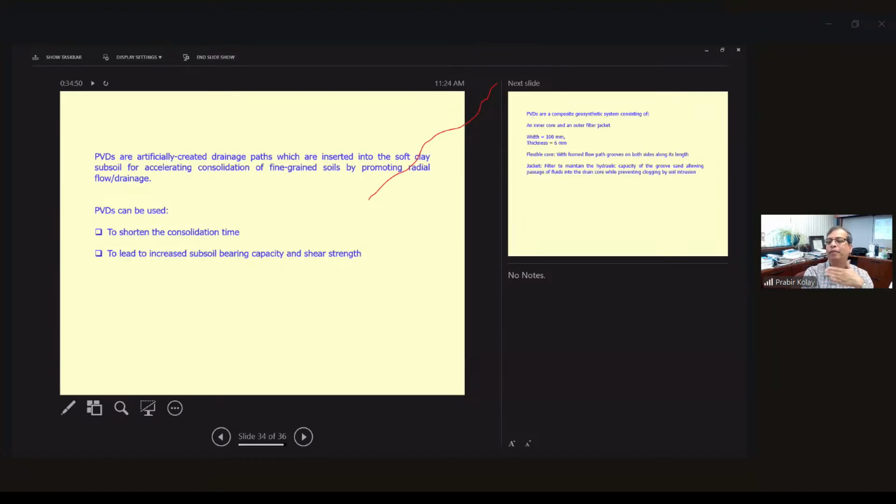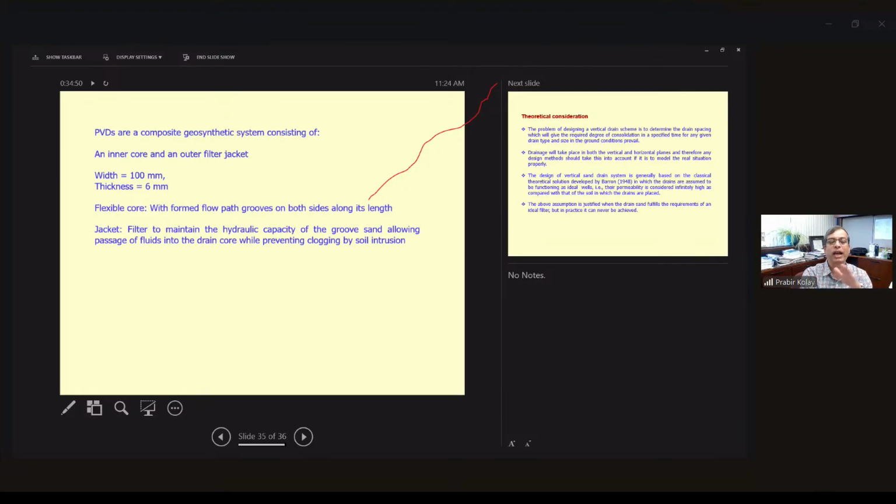So again, the idea is the same. PVD for the fine grained soil. The idea is it can shorten the consolidation time and lead to an increase of subsurface bearing capacity, because the water is going out, pore pressure reduced, effective strength increase, bearing capacity increase, shear strength increase.